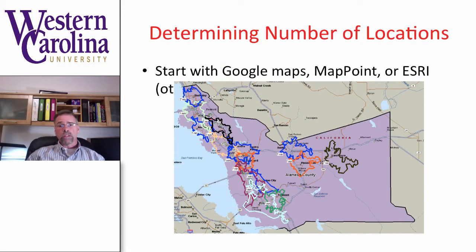Now you can do this in multiple ways. You can use something like Esri ArcView, which is much more detailed, much more costly, and will take you much more time to learn. Or you can start with something like Google Maps or MapPoint. MapPoint is a Microsoft product that you can purchase probably for less than $250 now.